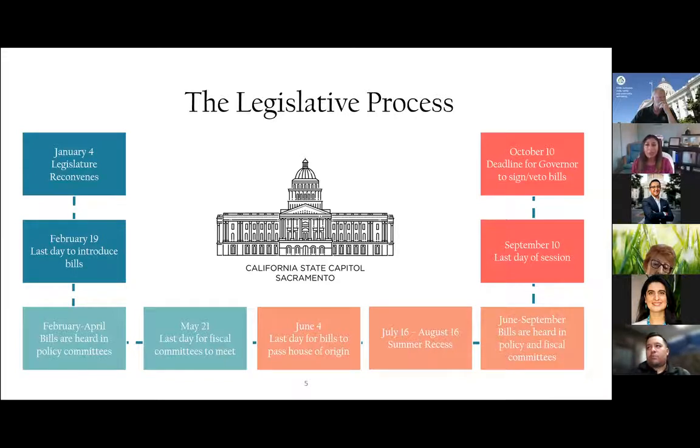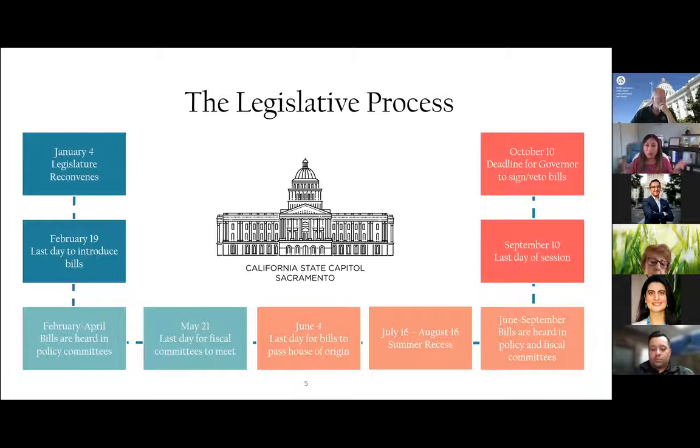By May 21st, that's the last day for fiscal committee, something called the Assembly Appropriations Committee and Senate Appropriations Committee, to meet. If your bill costs more than $250,000 statewide, it has to be vetted through this committee. And they decide, is this a worthy cause? Can we afford it given our dynamics and our situation at the state level? And if so, it gets to move out of the appropriations committee on both sides.